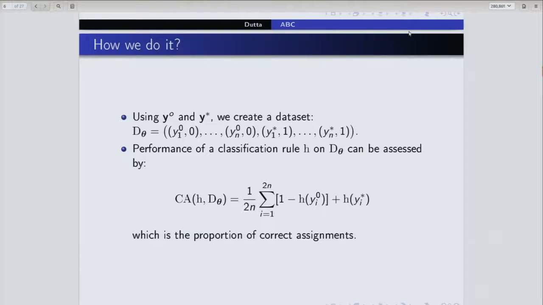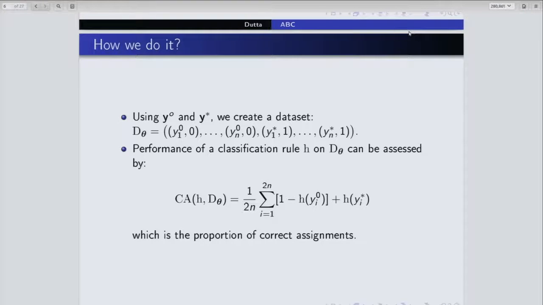So, a more mathematical definition. You have these y1^0 to yn^0. These are the n samples inside your observed data. And let's say these are y1* to yn*. These are your simulated data. And then you create this whole data set and label them. Like these ones have label 0, coming from class 0, and label those as class 1. And do a classification on them, and then see how well you can learn the classification rule. So this is the definition of classification accuracy.